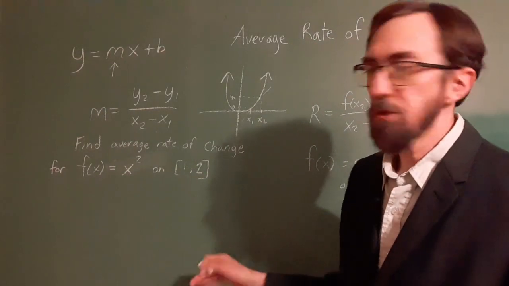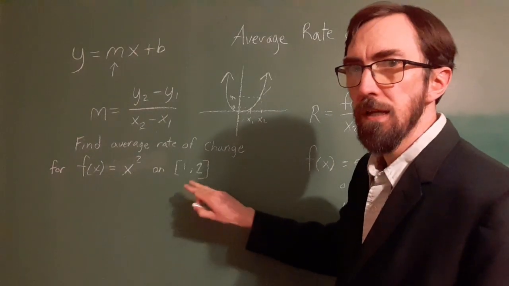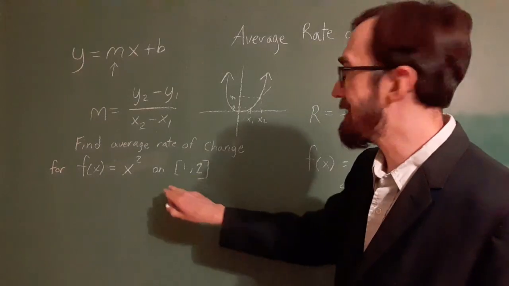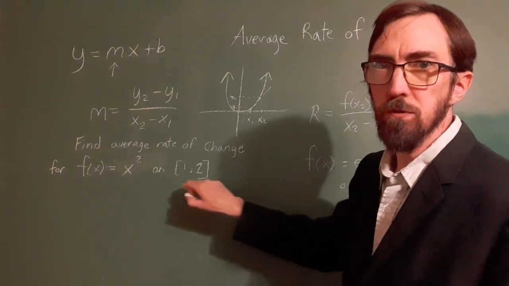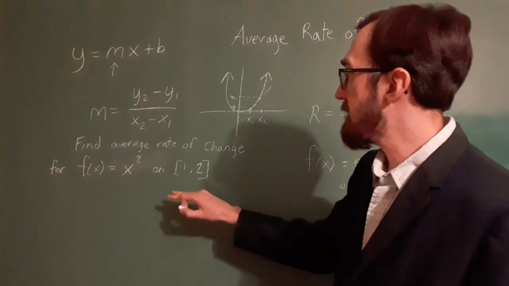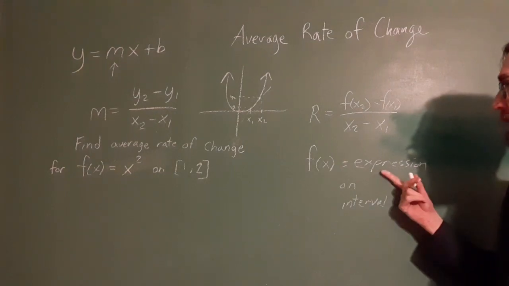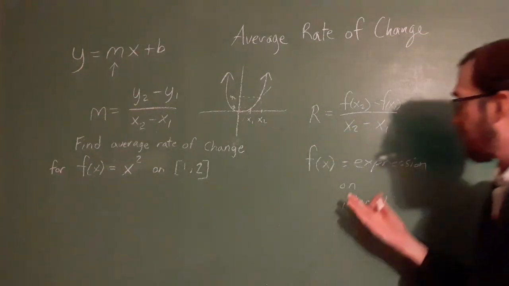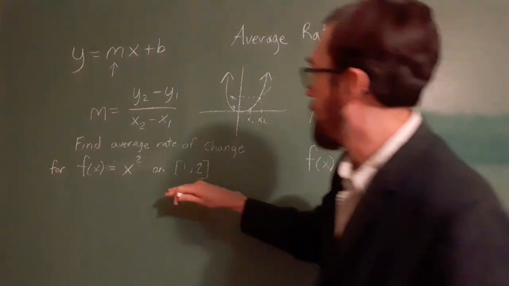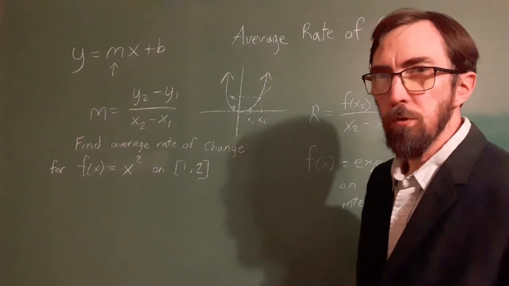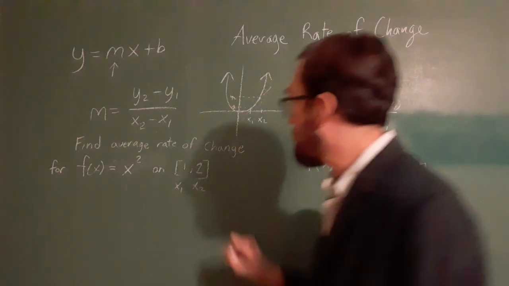One thing that I caution students, if you see it written in this notation where you have square brackets, this is not a point. It's not an x, y. These are both x values that you see in here. This is the interval that I mentioned over here. We're given an expression, the x squared. It's a function, and it has to be on an interval. This is the interval. So you can label this as x sub 1, x sub 2.